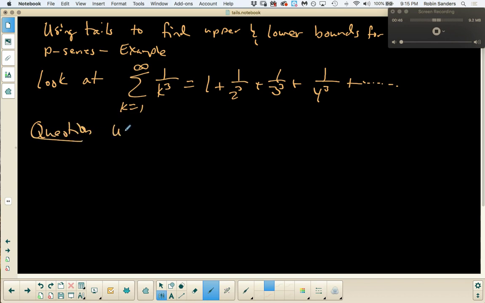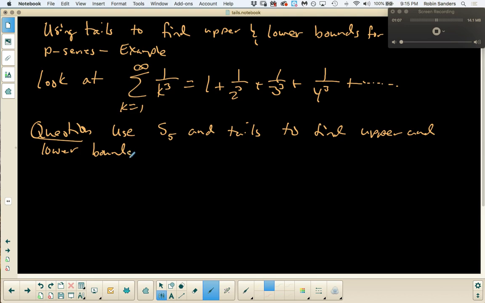Our first question is going to be to use S5 and tails, the idea of tails, to find upper and lower bounds for the actual series itself.